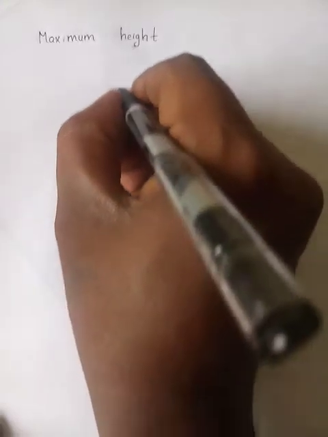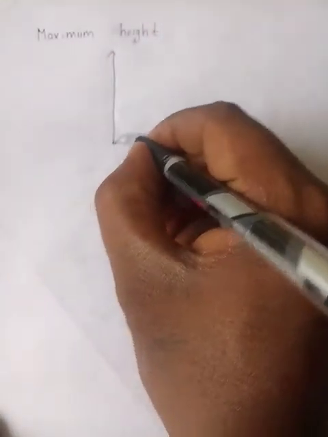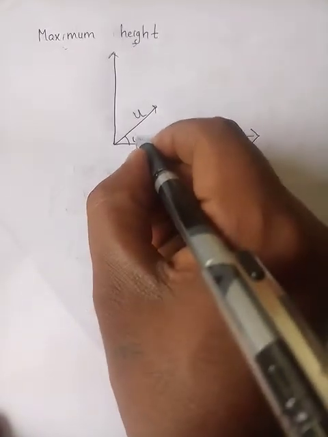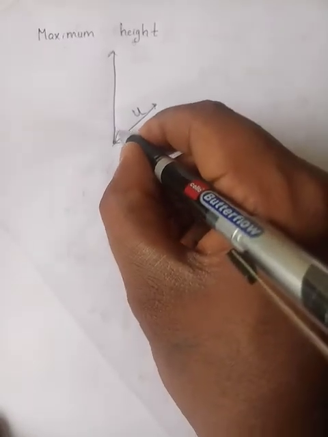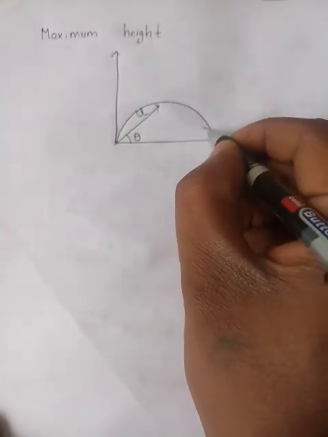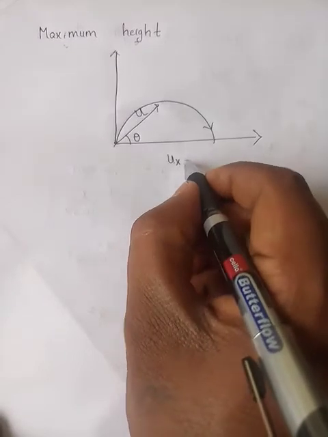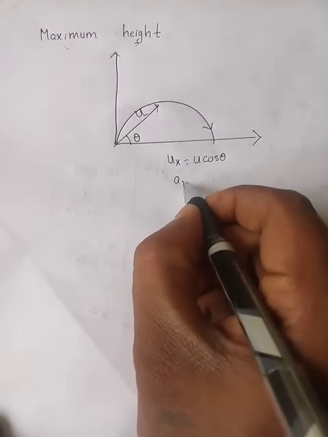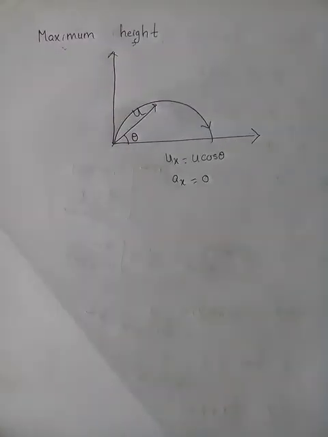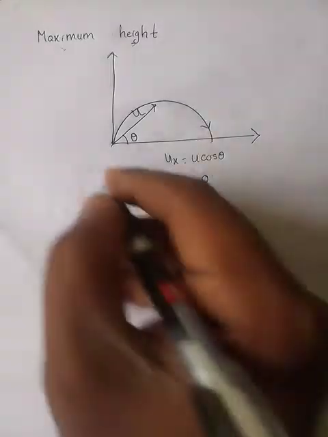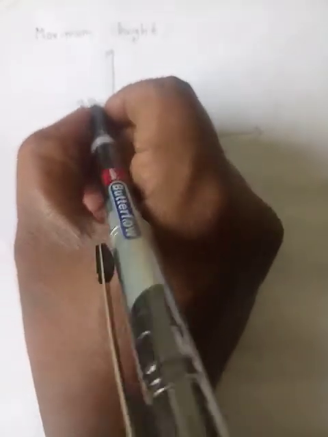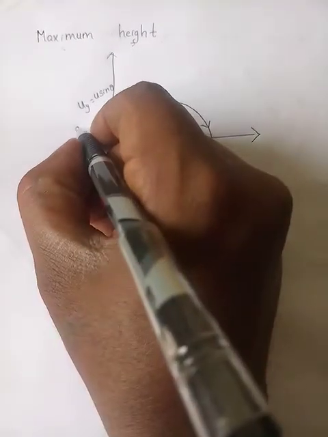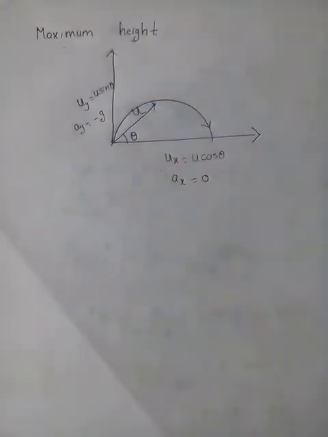We should draw the diagram by considering a projectile. For example, it is projected with a velocity u at an angle theta. It traverses a path. Along the x axis, the velocity component ux is u cos theta, and acceleration is 0 because the particle moves with uniform velocity along the x axis. Along the y axis, uy is equal to u sin theta and ay is equal to minus g.